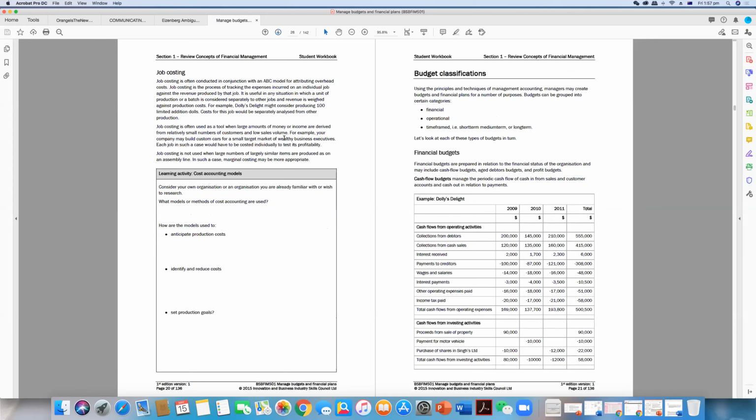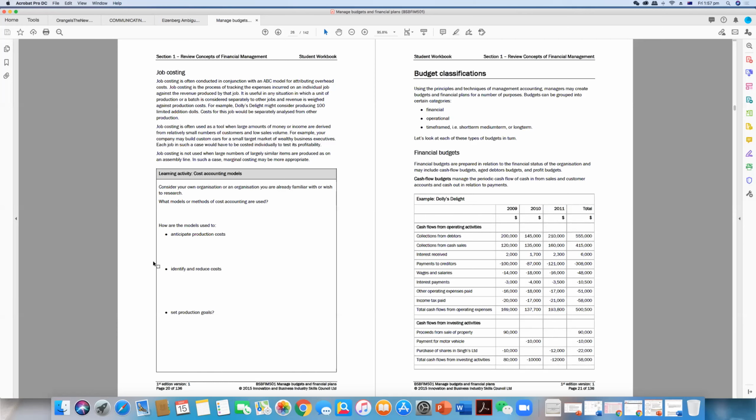For attributing overhead cost, it's the broad process of tracking expenses included in individual jobs against the revenue produced by that job, which is useful in any situation in which a unit of production or batch is considered separately to other jobs and the revenue is weighed against their production cost. There is an example, you can have a look at that.